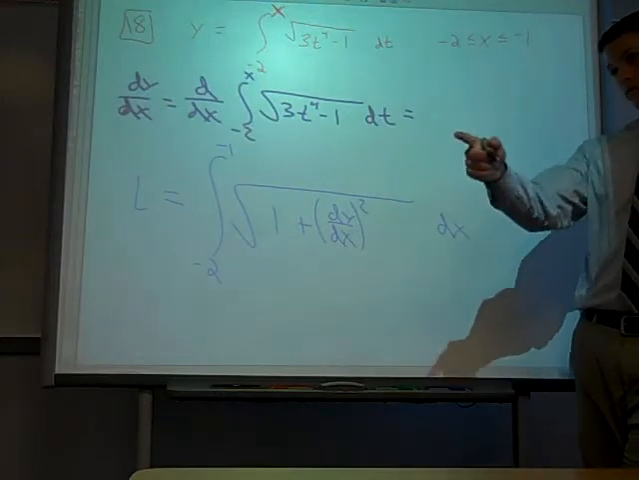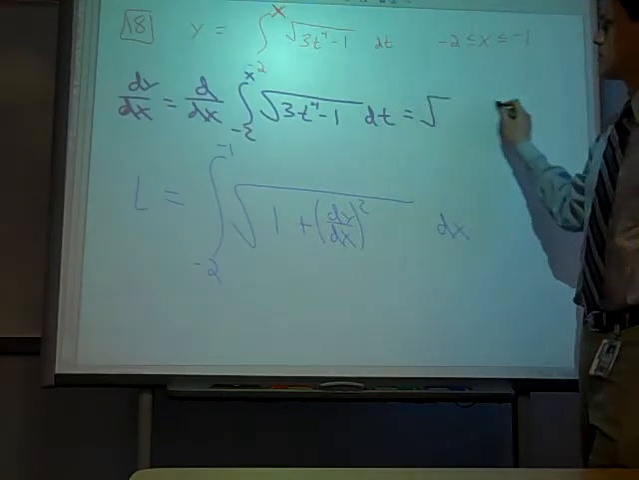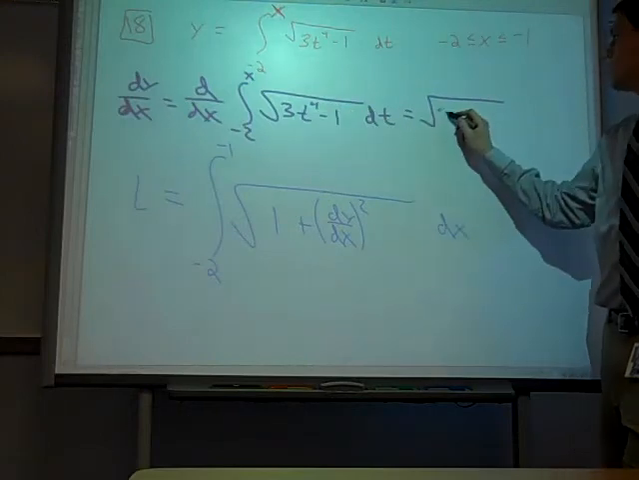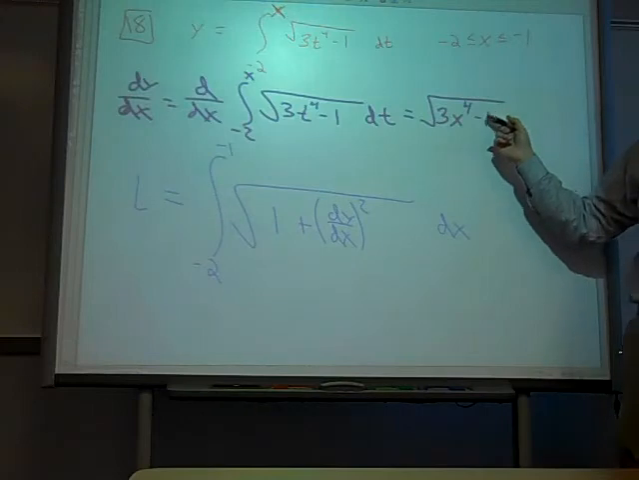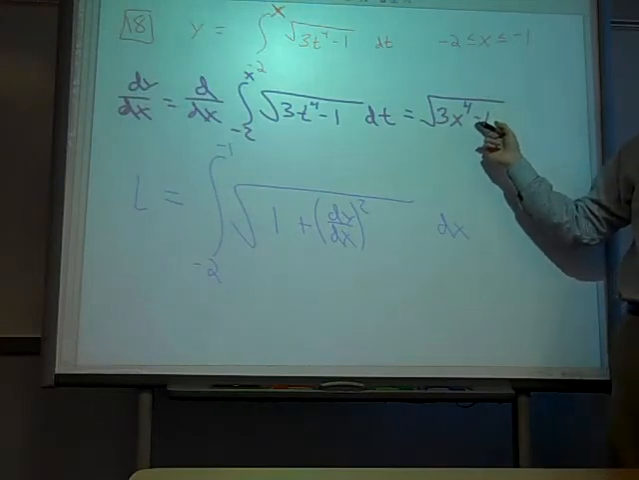And so, what do we do, Kyle? You just plug x in for t. So 3x to the 4th minus 1. And there's your function. But that's the derivative. Right, this is your derivative.